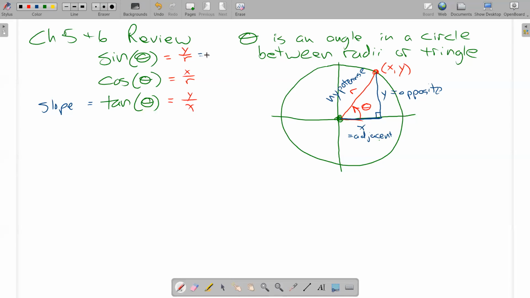So another way to define the sine here, instead of calling it the y value for the numerator, we call it the opposite side. And r is the hypotenuse. So we have two different interpretations. They're basically the same thing. X value would be the adjacent side in that triangle. R is the hypotenuse. And then y, again, opposite, x adjacent.